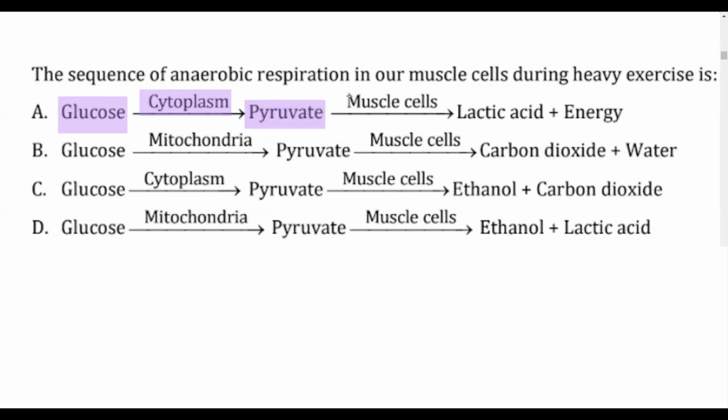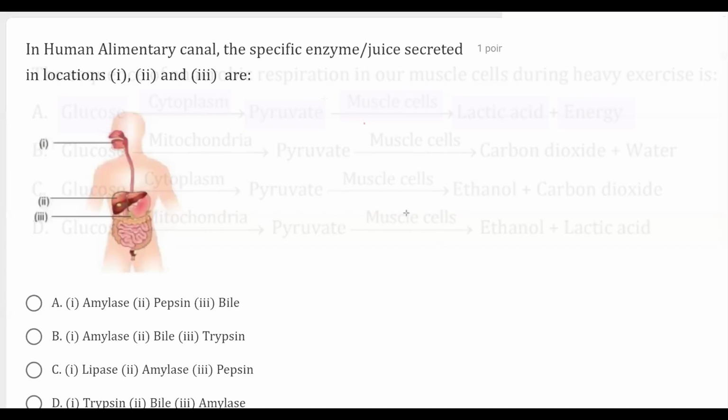But what you know is that during vigorous exercise, when there is a scarcity of oxygen supply, the muscle cells start producing energy in the absence or insufficient supply of oxygen, producing lactic acid and energy. All right. So we'll say this is the correct answer for this question.